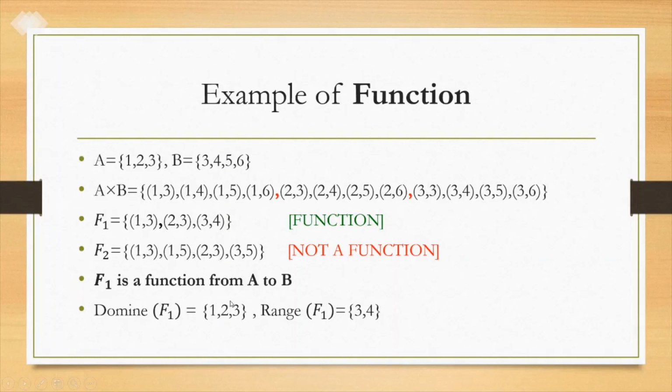What is the domain of F1? Domain of F1 is {1, 2, 3}. So if F is a function from A to B, then what is the domain of F? It is A, because every element has an image. So if we collect the first coordinates from F1, it must be A. So that is the property of a function. So domain of F1 is {1, 2, 3}. What is the range of F1? Range of F1 is {3, 4}. Range of F1 may not be all of B, right? So the range of F1 is 3 and 4. Okay.